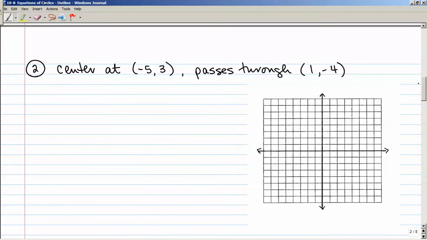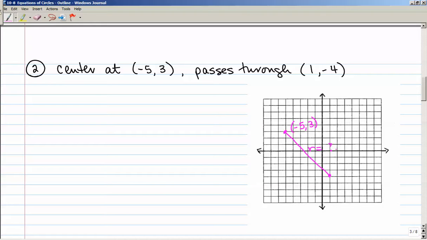Example number 2. This circle has a center at -5, 3, and passes through the point 1, -4. Sometimes it might be a little bit easier to do just a little sketch on the graph to see what it looks like. So its center is at -5, 3, and it passes through the point 1, -4. So this is going to be my center, and this is going to be my radius here. That's my radius, and my center is -5, 3, but I don't know what my radius is.